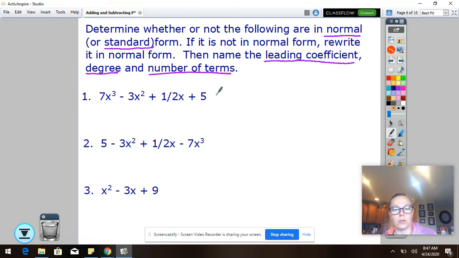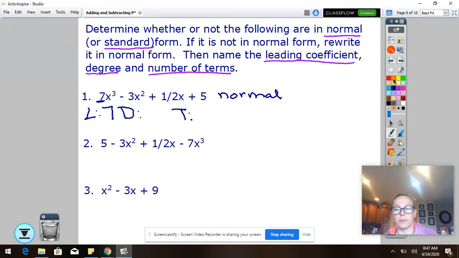So we already know that this is in normal form or standard form. I just want you guys to understand you're going to hear it both ways. So the next thing we need to do is name our leading coefficient, our degree, and the number of terms. If we're in normal form, our leading coefficient would be right here, and that would be a 7.